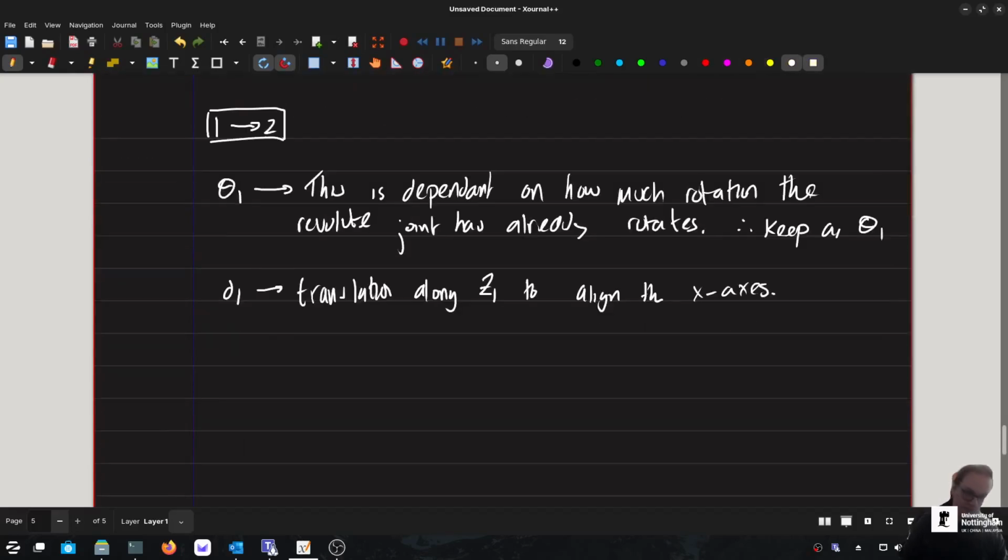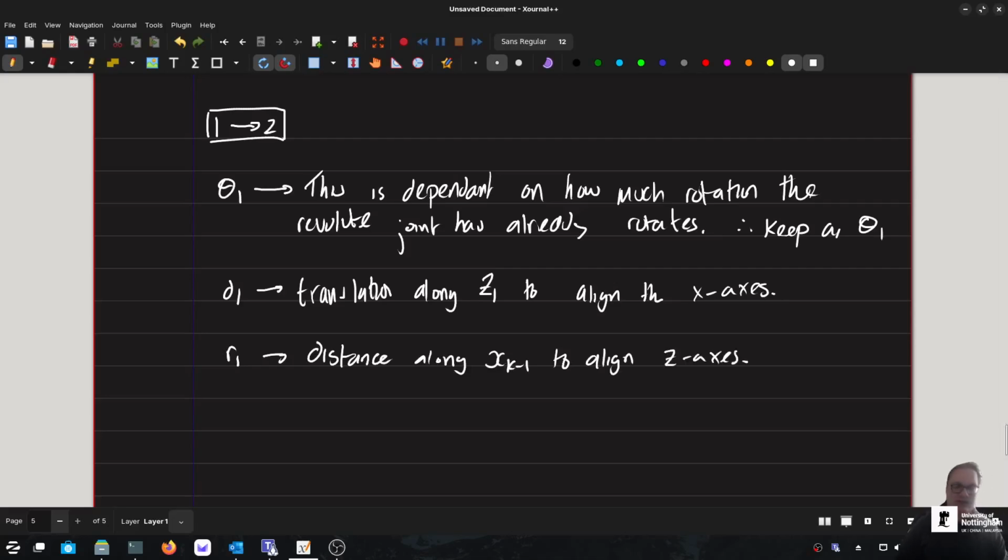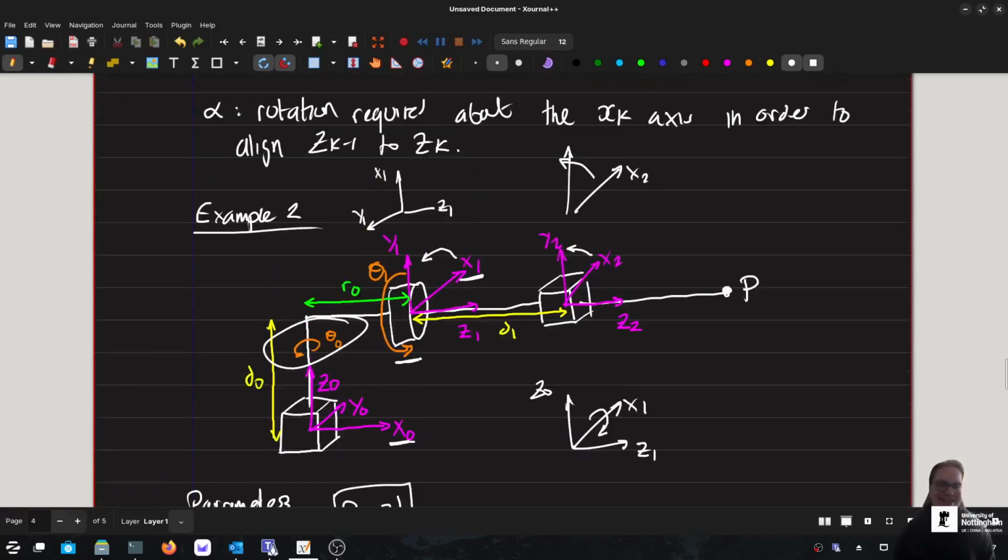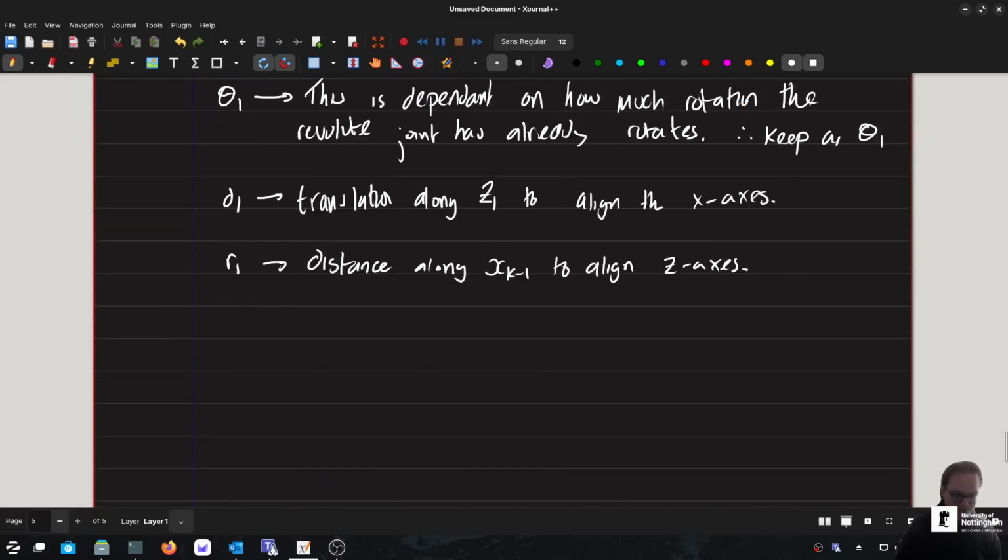R, so R1, that is the distance along xk minus 1 to align the z-axes. So if we go back to this, you can already see in this case that as we've moved along the z-axis a distance of d, we've automatically aligned the axes together, so we don't need to move any distance in the x direction at all. Therefore, there is no R1 in this case, so we're going to say R1 is equal to 0.